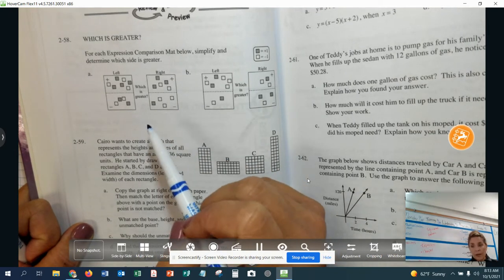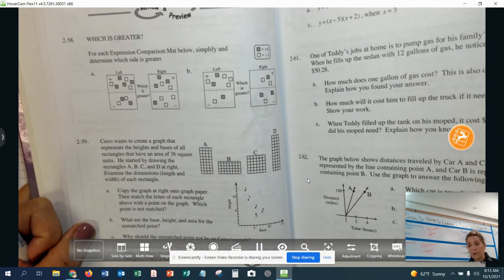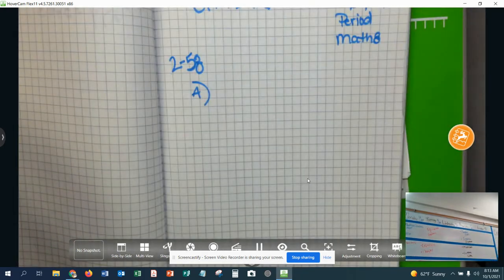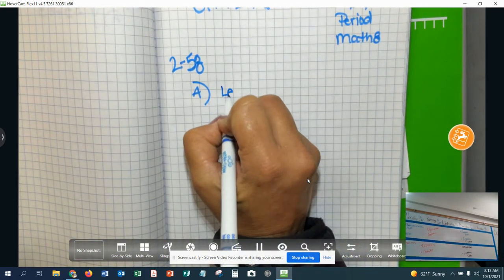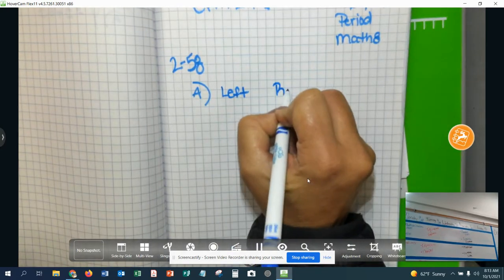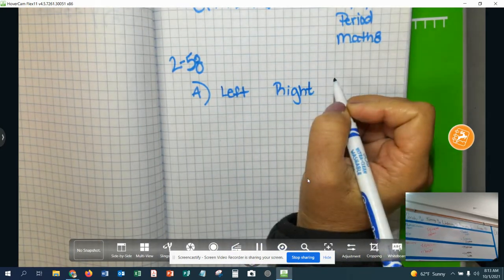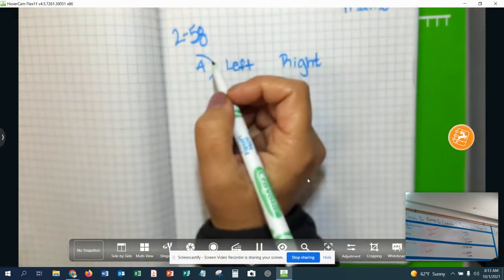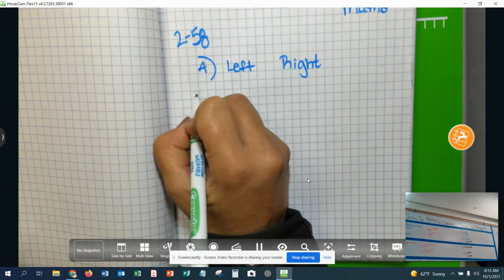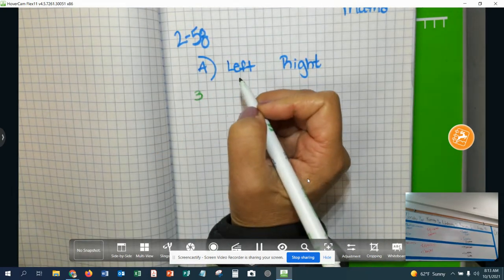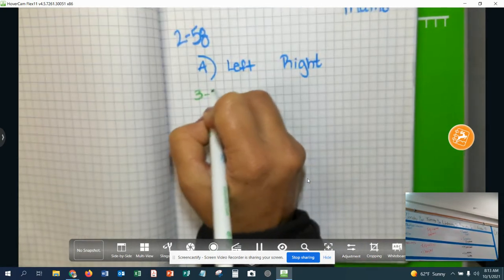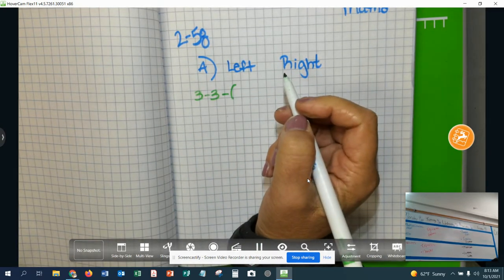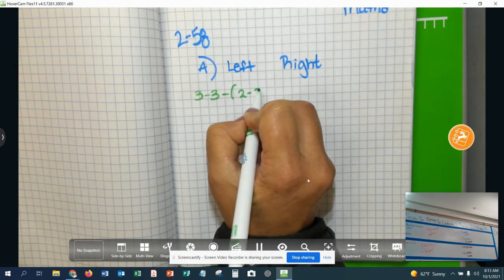I'm only going to do one of these problems each. I will not complete these. You will complete them. All right, so let's do A. Let's make sure that we write left and then right. On the left and the positive side, we have 3. 3 positive minus 3 negative. Then we have a negative in front of the parentheses, and then we have 2 minus 2.